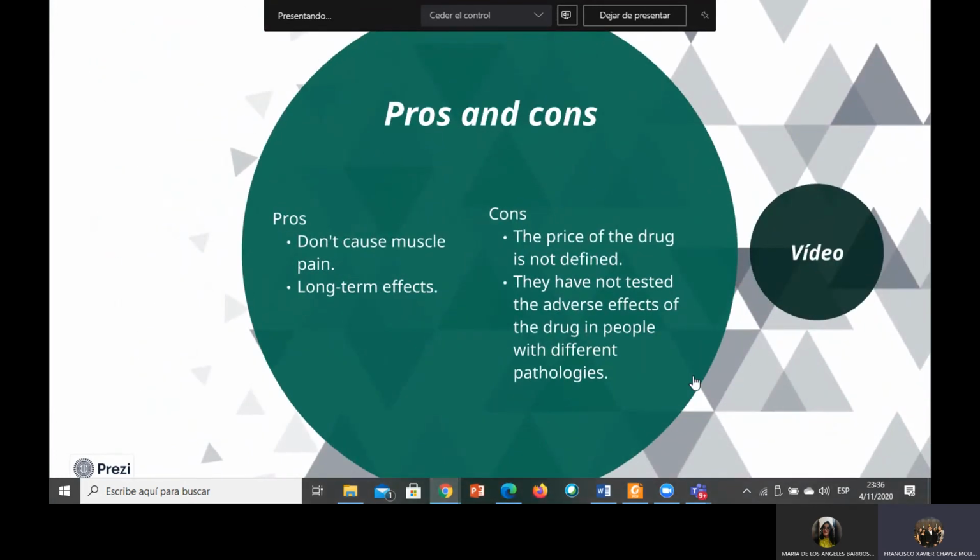Pros and cons. Pros: it doesn't cause muscle pain, and has long-term effects. Cons: the price of the drug is not defined. They have not tested the adverse effects of the drug in people with different pathologies.